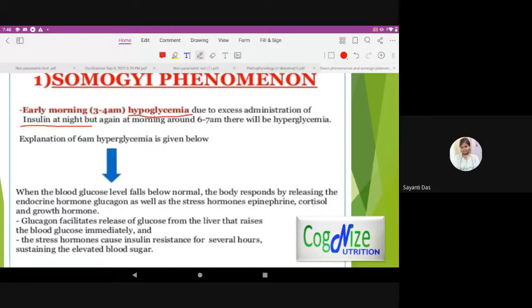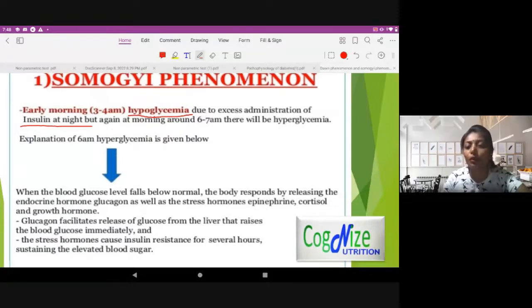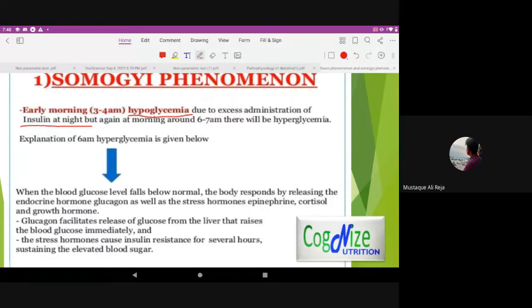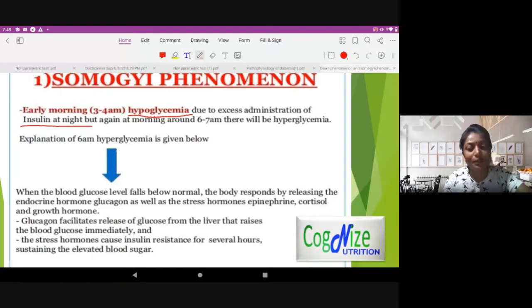Arunima, any other process? Glycogenolysis. Okay, glycogenolysis. Ma'am, glucagon will be risen up. Glucagon hormone. Okay, yeah, that is hormonal regulation. Anyone else? Yes, Ali Reja, please tell me. Glycolysis also, ma'am. Okay, yes, right. If there is an excess amount of insulin, then there will be increased glycolysis. Correct.